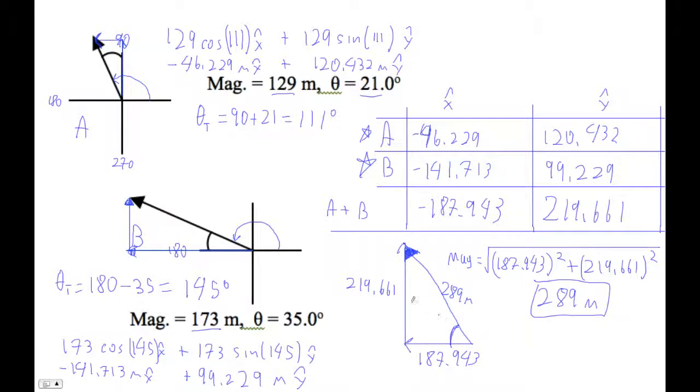Then this angle here, this is the opposite side, that's the adjacent side. So that angle with the x-axis is always inverse tangent of. Notice I'm not putting the minus sign in there. I'm not going to put a minus sign in here, because I don't know what my TI calculator will do. So 219.661 over 187.943. Let's do that. Second tan.